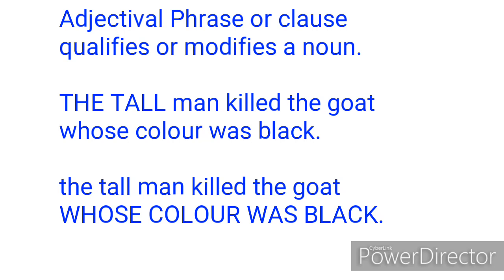Then if I underline "whose color was black," I have an adjectival clause because of the presence of the verb "was" in the underlined words. And it tells us more about the goat. Which goat was killed? The goat whose color was black. It gives us more information about the goat. So it is an adjectival clause modifying the noun "goat."